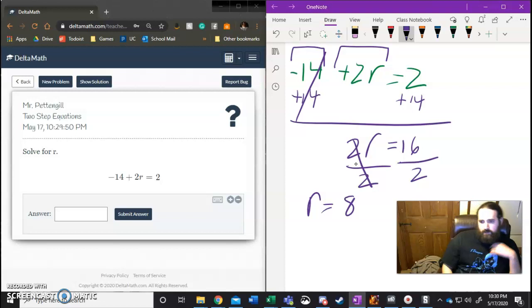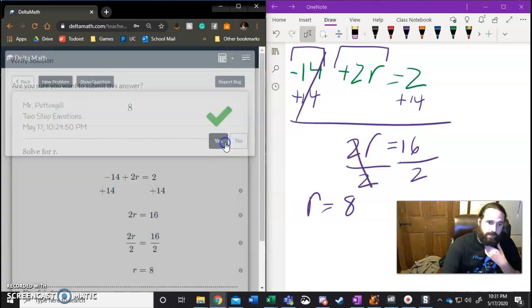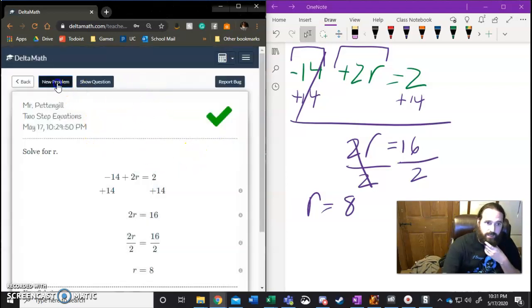Please note, if a variable starts capitalized or lowercase, it should stay that way. This isn't such a big deal in math, but in things like physics, it's a really big deal, because big G and little g are different. So, okay, r equals 8. Yay, 8. Submit that answer. Yes, done. I was right.